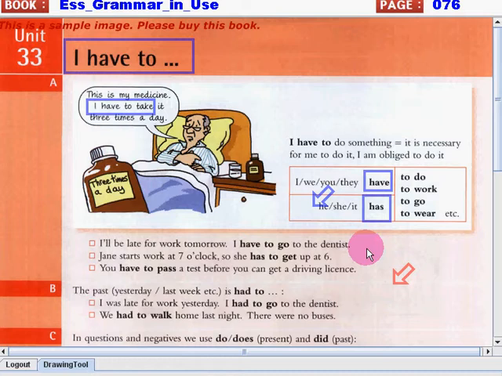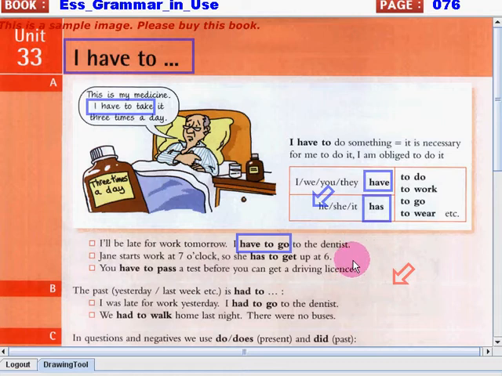"I'll be late for work tomorrow. I have to go to the dentist." So, as you can see, we have the subject, auxiliary verb plus infinitive, and then our main verb. Here, the speaker is saying that he'll be late for work tomorrow. Why? He has to and he needs to go to the dentist. That's why he'll be late for work tomorrow.